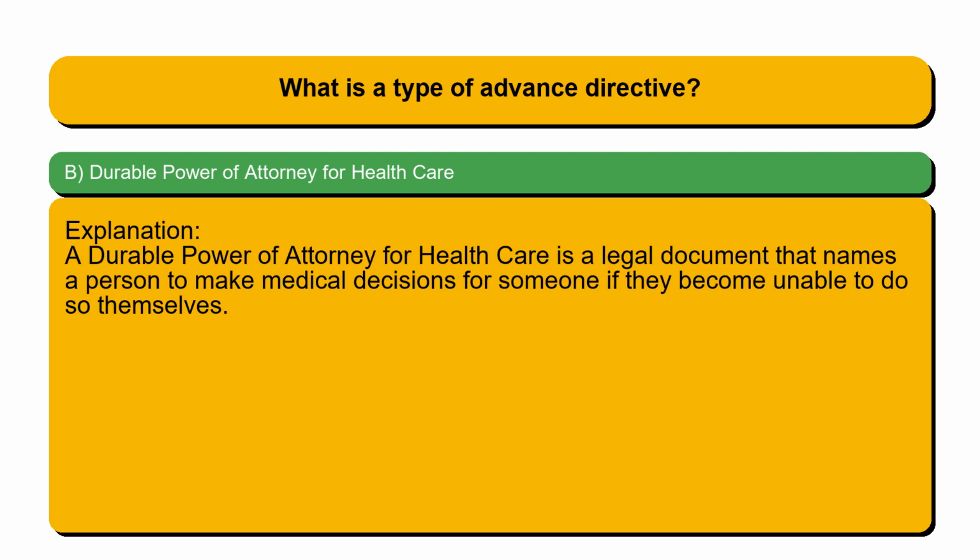A durable power of attorney for healthcare is a legal document that names a person to make medical decisions for someone if they become unable to do so themselves.